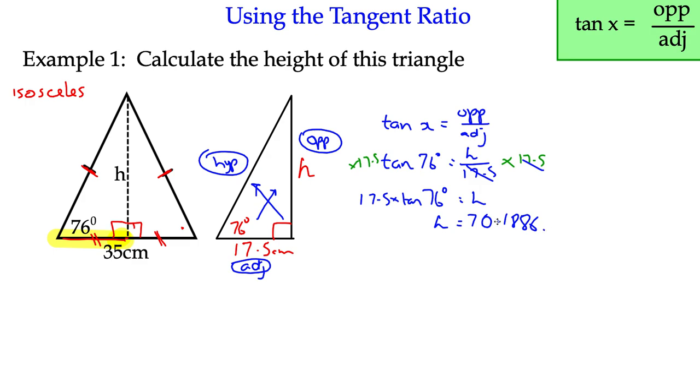70.1886. Again, let's just cut it at one decimal place. That's 70.1. Round up, says the 8. And that gives me 70.2.